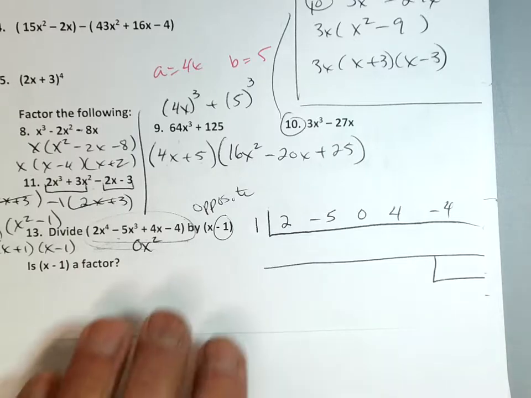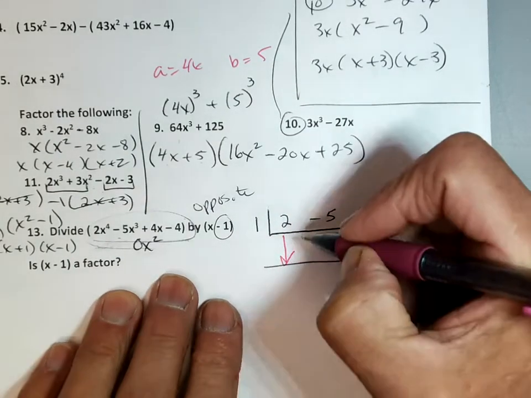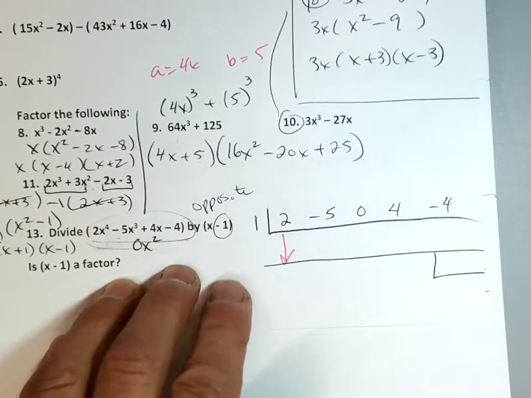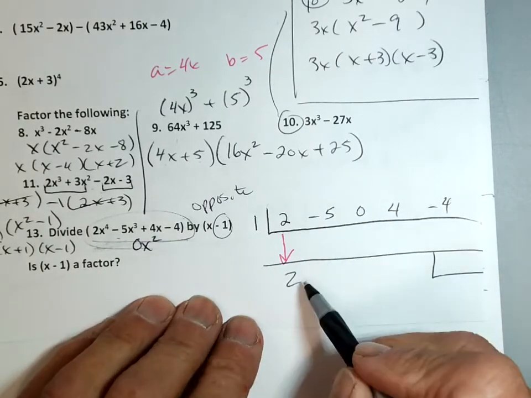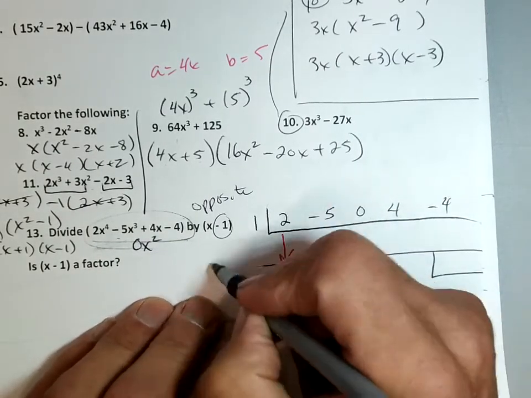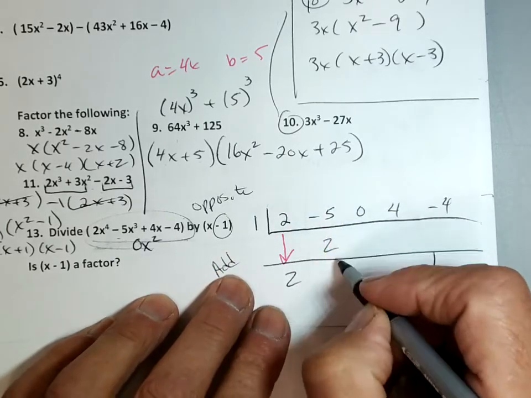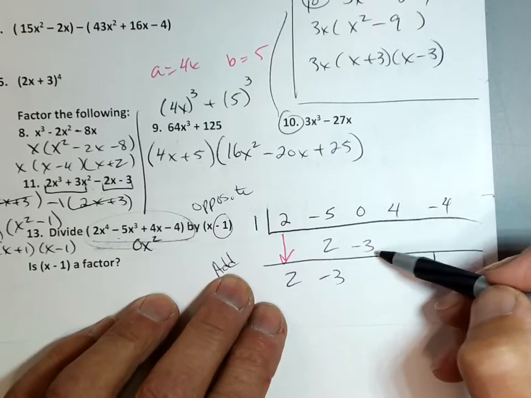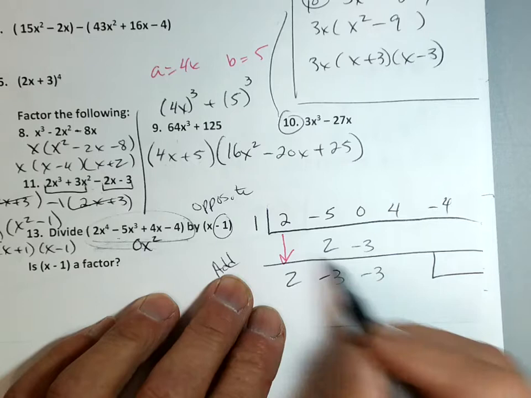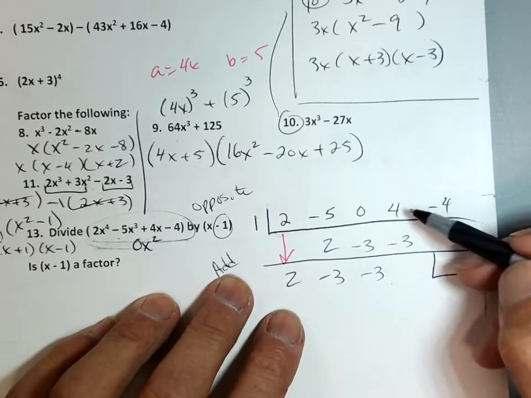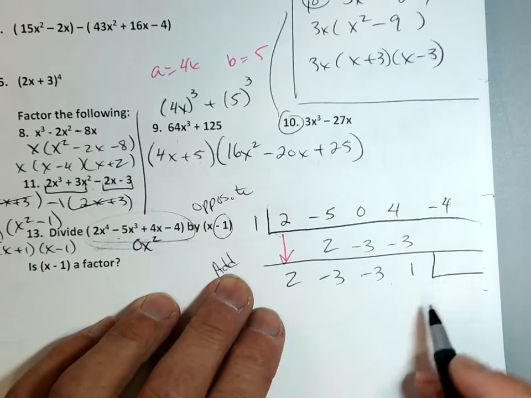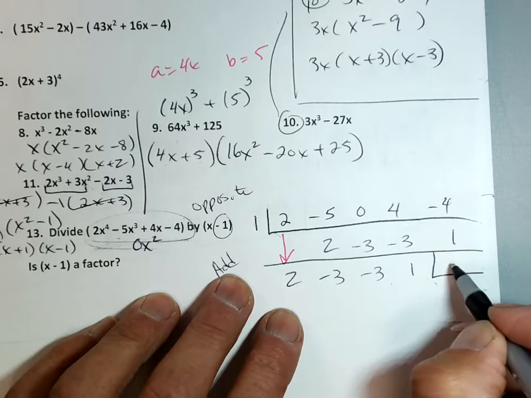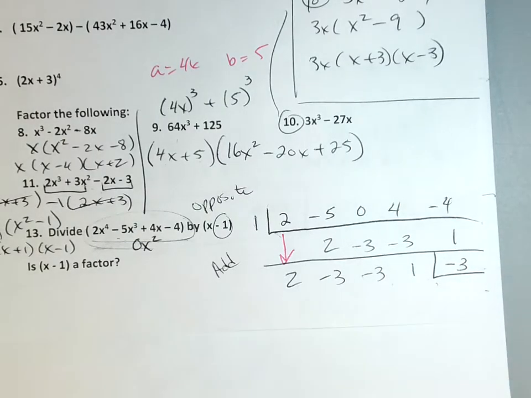Step 1, bring down the 2. And make sure you draw the arrow in there in the box, because then you know that nothing goes in there. That's why I like it in there, because nothing goes here, right? Bring down the 2 and multiply. 2 times 1 is 2. And we add. Negative 5 and 2 is a negative 3. And we multiply. We get negative 3. 0 plus negative 3 is a negative 3, and then we multiply. 4 plus a negative 3 makes a 1, and we multiply, and I get a 1. Negative 4 and 1 makes a negative 3. Okay, so now my answer is right there.